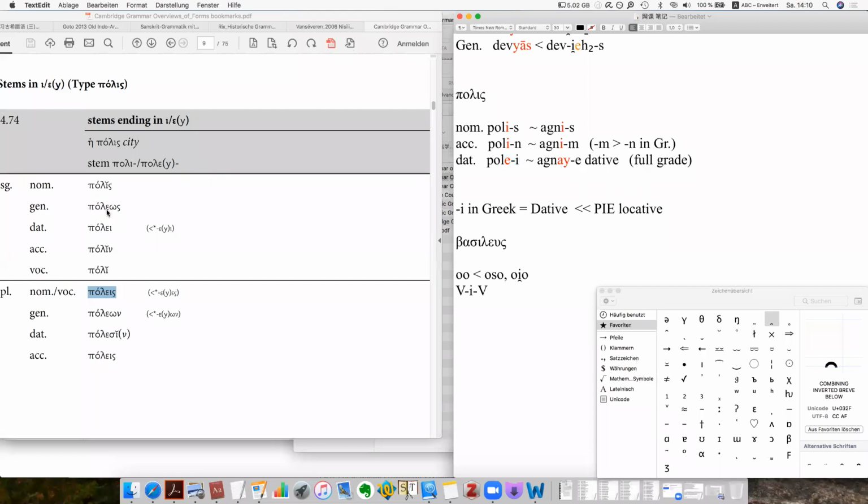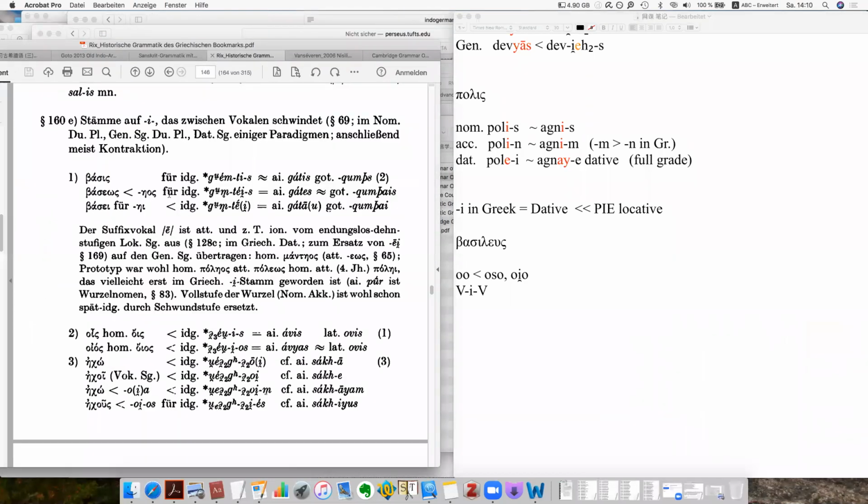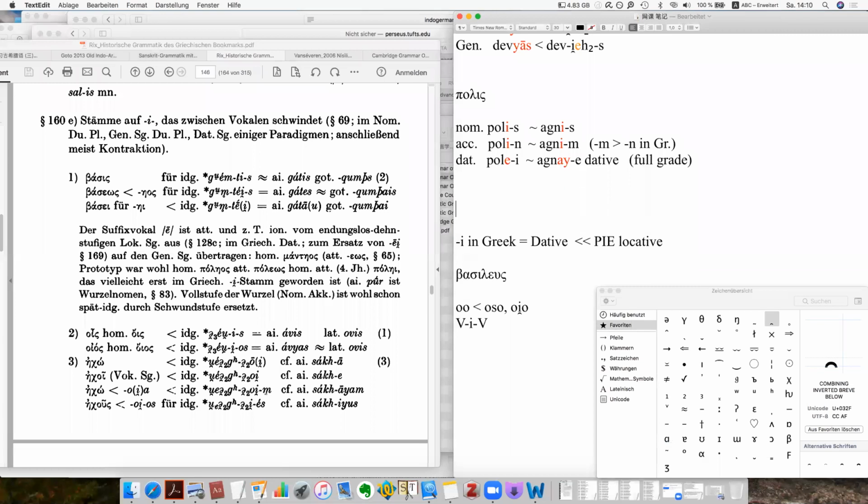Then let's come to the genitive. The genitive is a little bit complicated. We can actually check the historical grammar of Leukart. Okay, so what happened here?